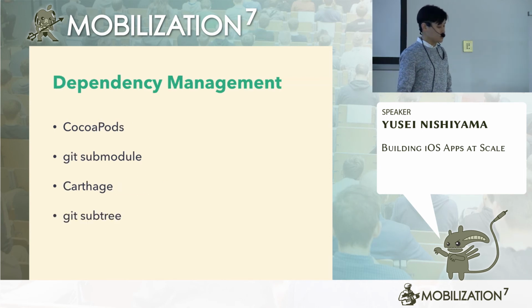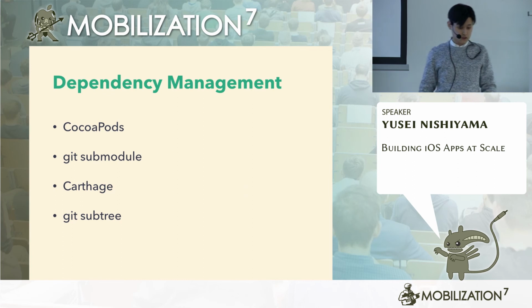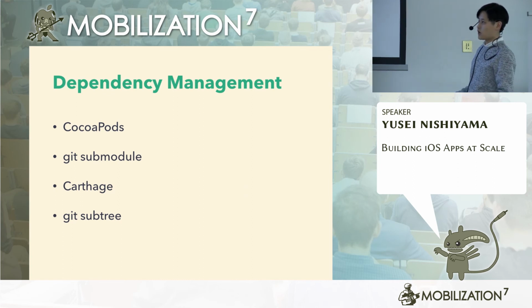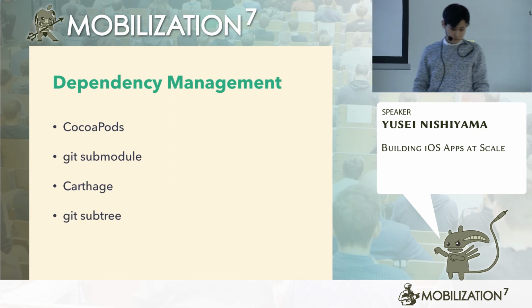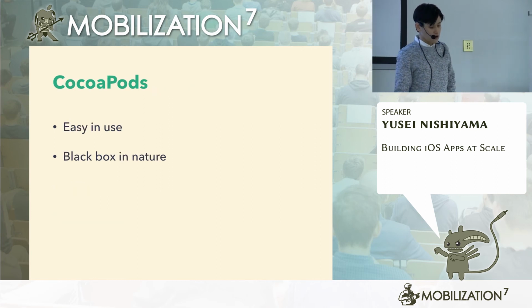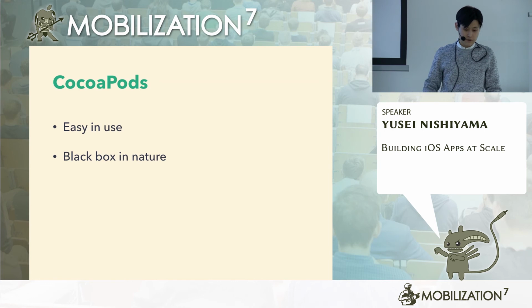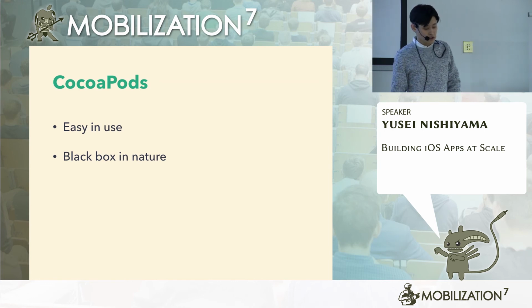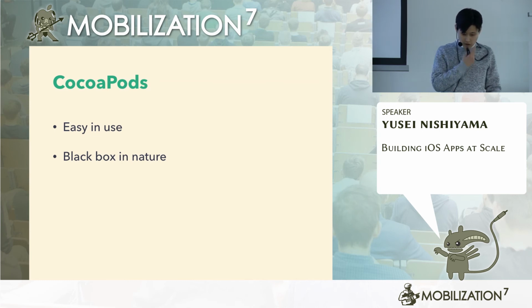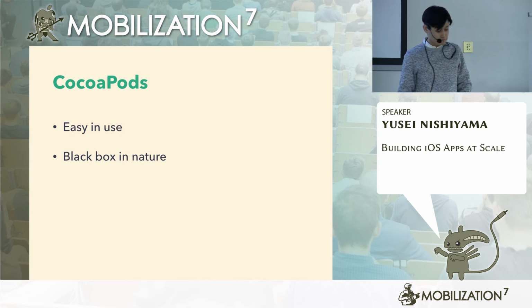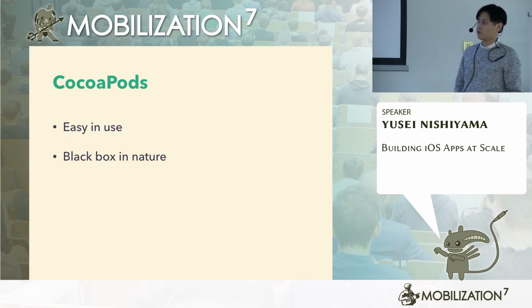The next step is to consider how to manage dependencies. I will compare those four possible approaches: CocoaPods, Git submodule, Carthage, and Git subtree. CocoaPods has been a de facto standard among iOS developers and is still one of the best dependency management tools. All you need to do is define dependencies in the Podfile, and CocoaPods manages everything else. To put it the other way, there's a lot of things happening under the hood, and it makes things harder when you face a problem.